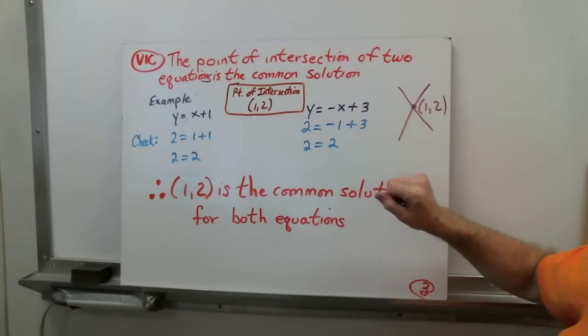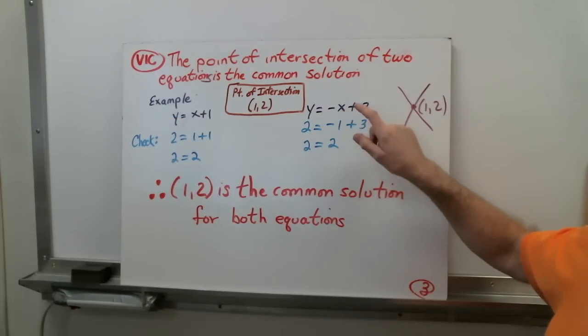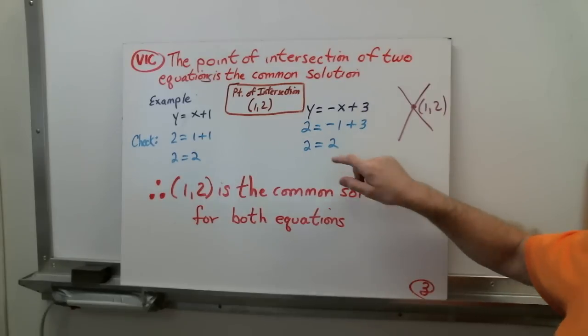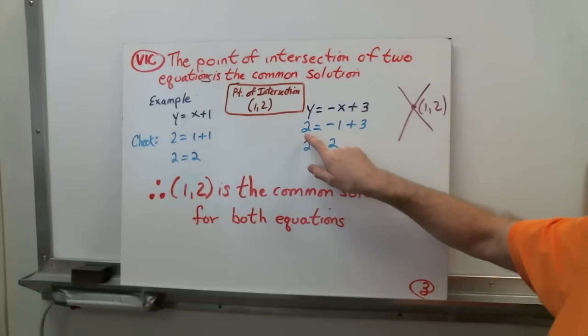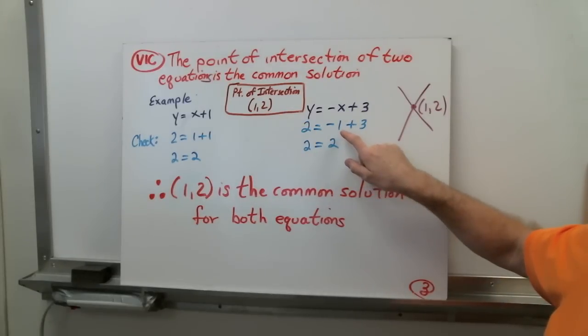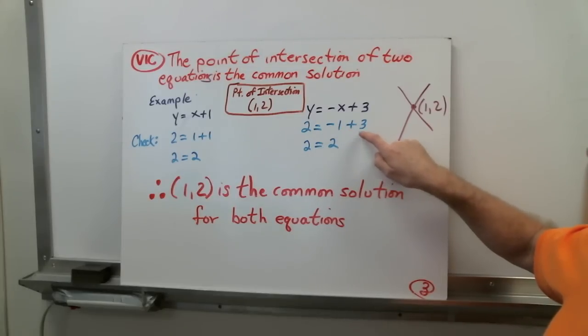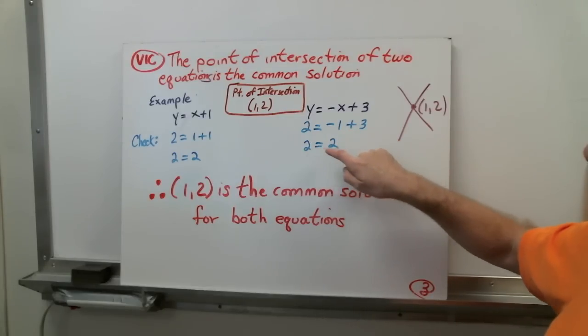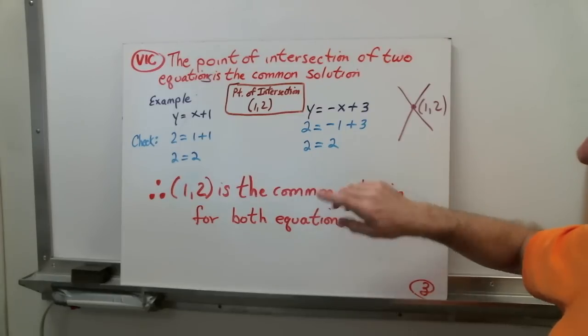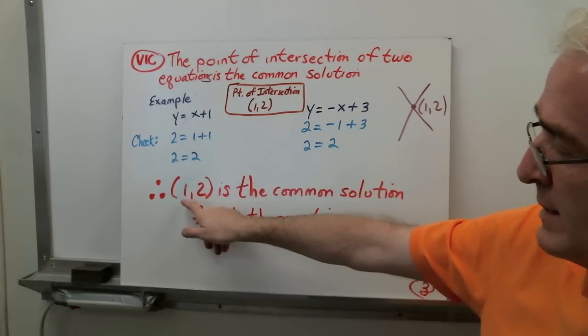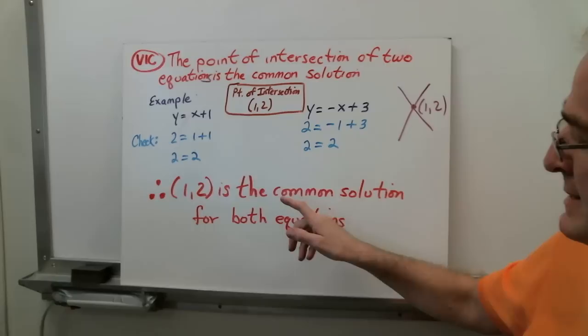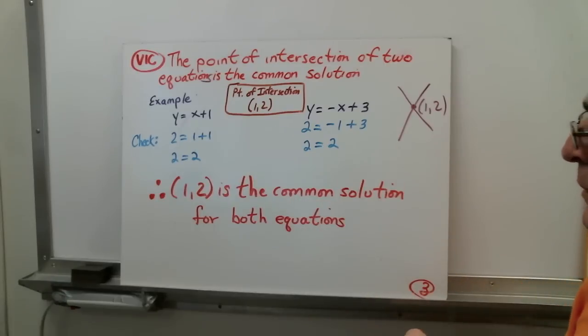Let's take a look at our second equation. y equals the negative of x plus 3. So we're going to put 2 in for y and 1 in for x. Only this time it's a negative. A negative 1 plus a positive 3 gives me a 2. Does 2 equal 2? Yes, it does. Therefore, point (1, 2) is the common solution for both of these equations.